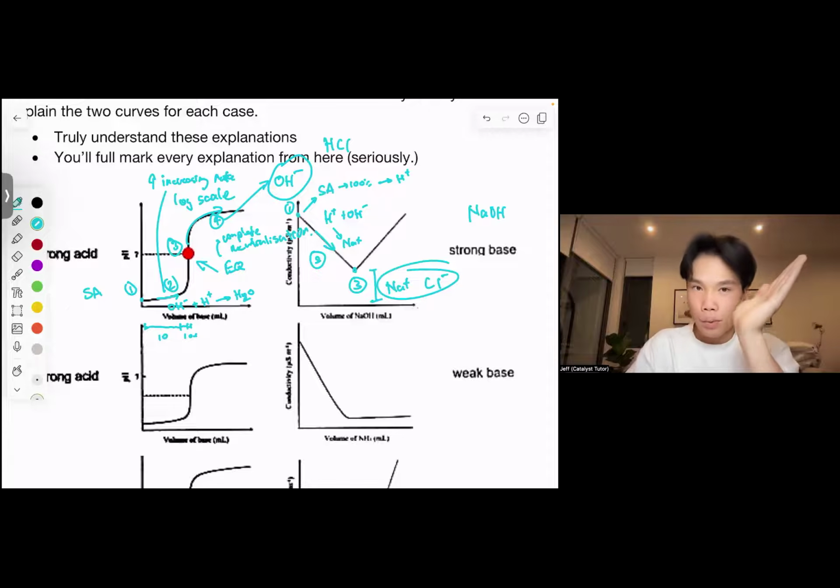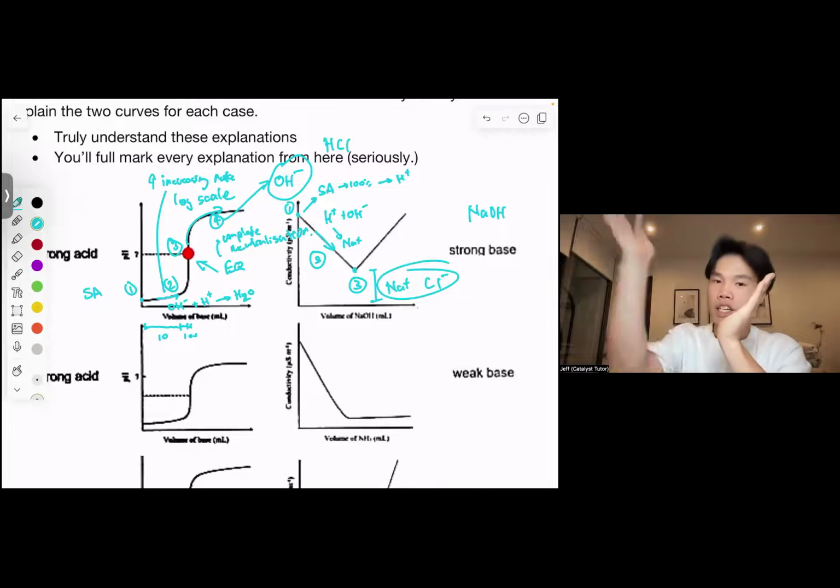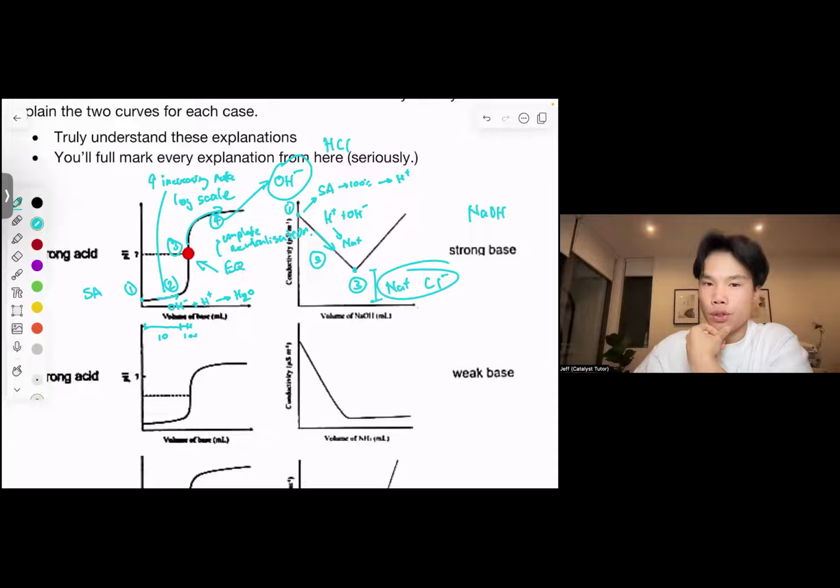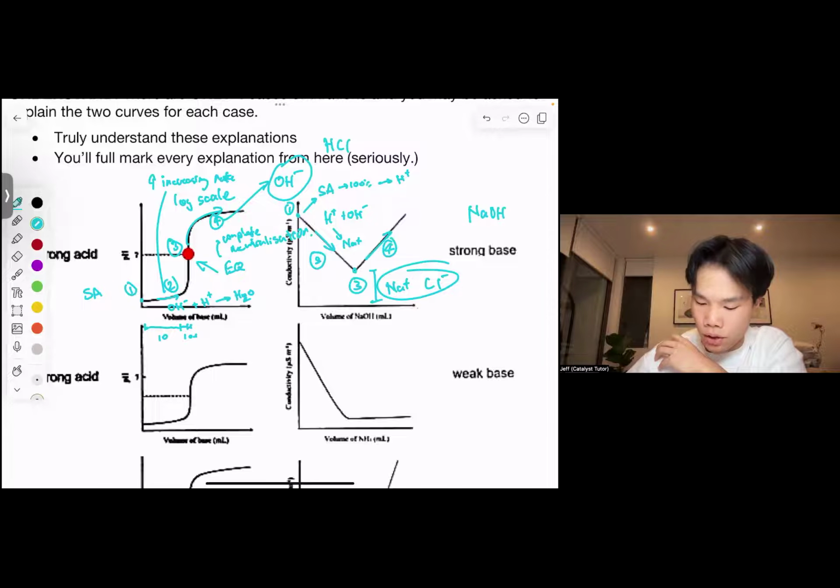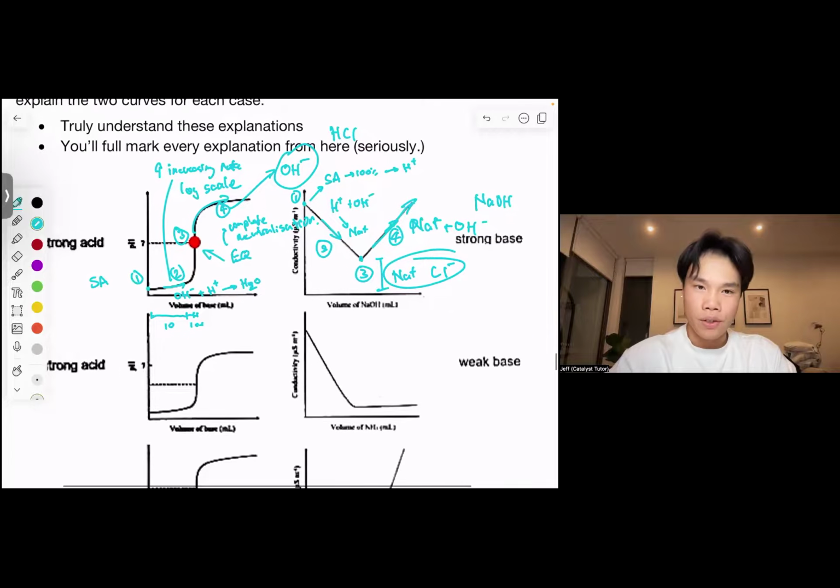And the reason why you then start to see an increase going the other way is because there is no longer any H plus. You've neutralized all H plus. From that point onwards, any addition of NaOH is just going to dissociate freely to make Na plus and OH minus, which skyrockets your conductivity up once again. Any questions on those two curves?